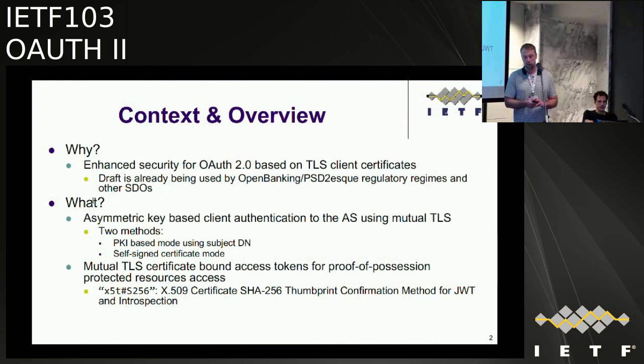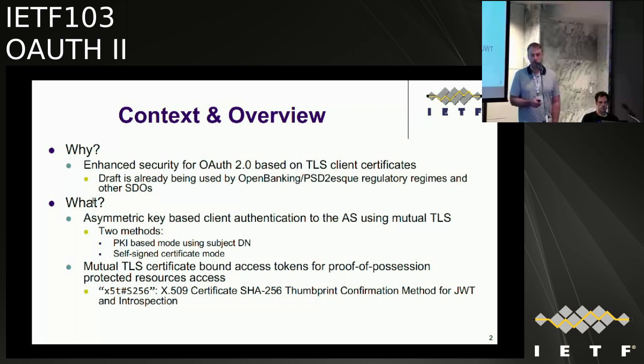So what is this and why are we doing it? Basically, the draft defines an enhanced security for OAuth 2, and it's based on TLS client certificates. A lot of this stuff is already being done and used by open banking and PSD2 type regulatory regimes that are demanding things like API-based payments, but they want a stronger security profile than just pure bearer tokens. So there's already a suite of standards out of not IETF, but other organizations and consortiums that are building on top of the functionality provided in this standard.